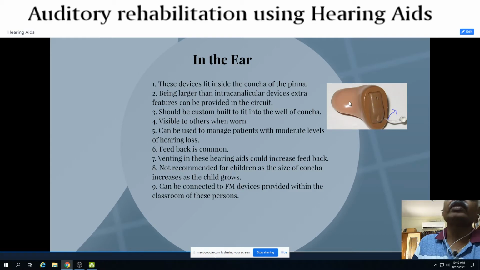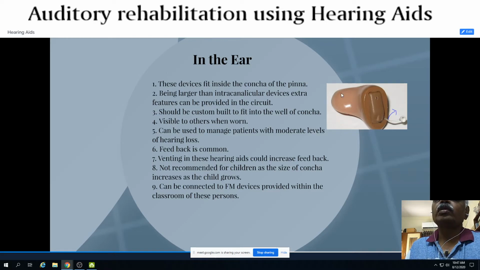So the basic advantage of this in the ear model is it has a good battery backup, an excellent power supply, and having an excellent power supply will help the designer to pack in extra punch or extra features to enable the user to enjoy the sound.